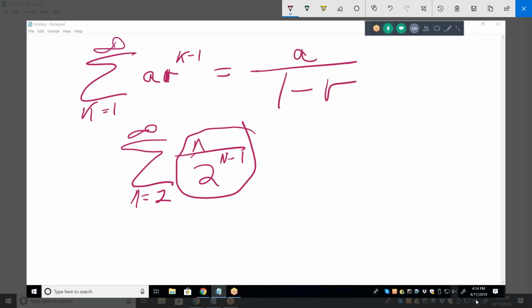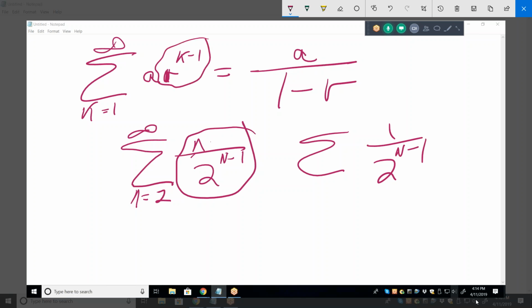In other words, I know what this is. They're telling me right there that R is 1/2. So that would be A over 1 minus 1/2, or 1/2, if I had an A that was a constant number. I don't. I have an N. In fact, my A is 1.